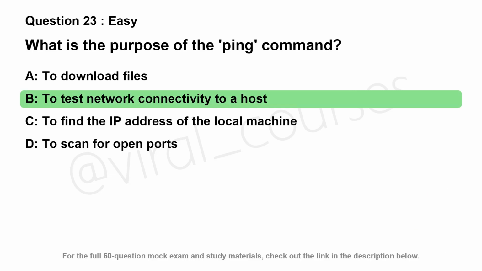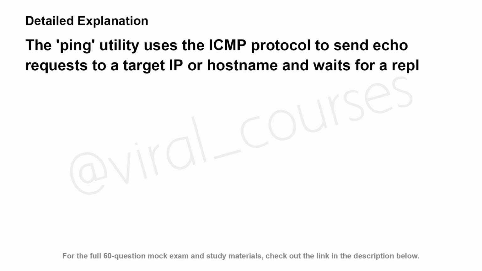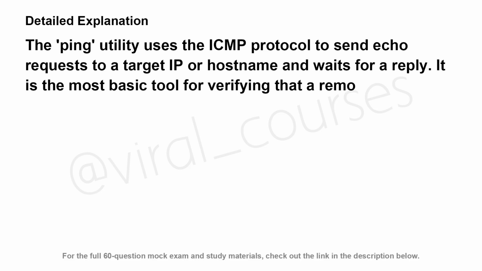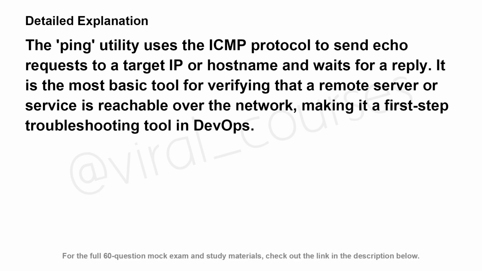The correct answer is B. The ping utility uses the ICMP protocol to send echo requests to a target IP or hostname and waits for a reply. It is the most basic tool for verifying that a remote server or service is reachable over the network, making it a first-step troubleshooting tool in DevOps.